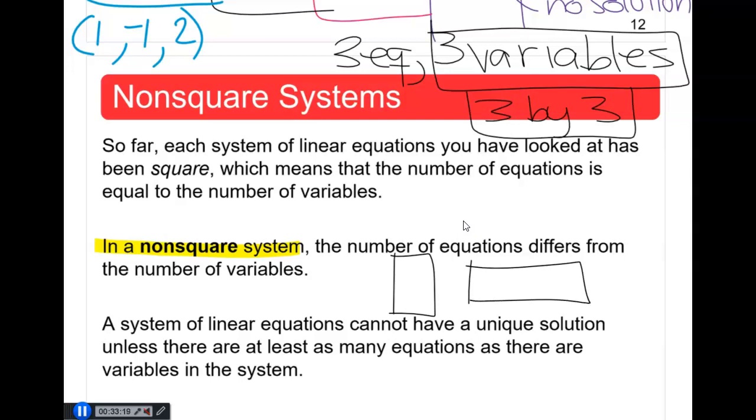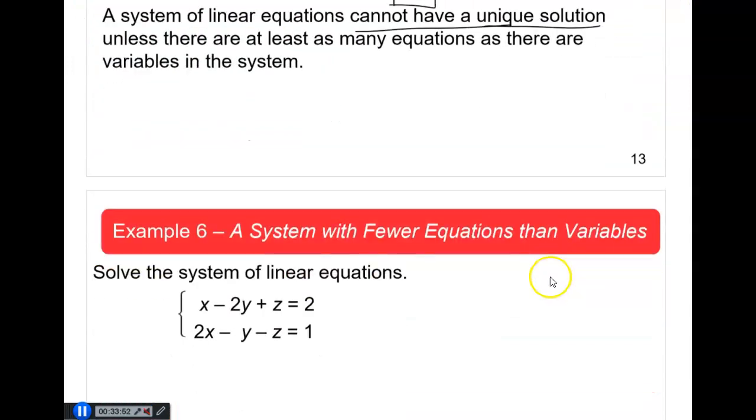And then square systems, like a 3 by 3. Imagine that's like a perfect square. So a non-square system of linear equations cannot have a unique solution unless there are at least as many equations as there are variables in the system. So that's what I was talking about, having the same number of equations and unknown variables to be able to get a unique numerical solution. So if you don't have that, then you won't be able to get numbers.